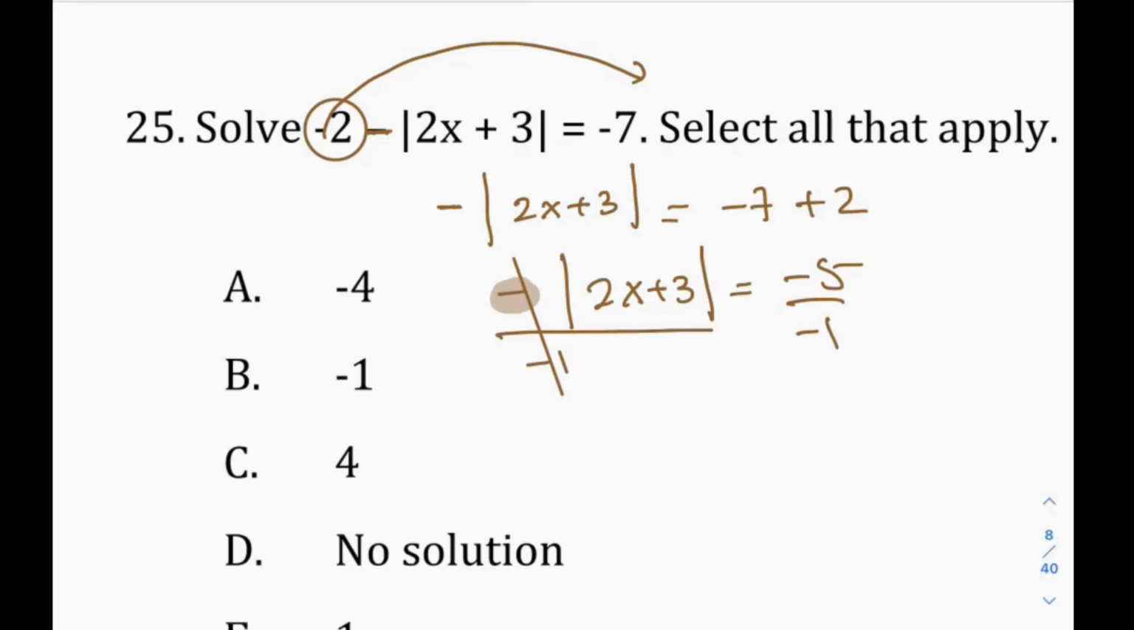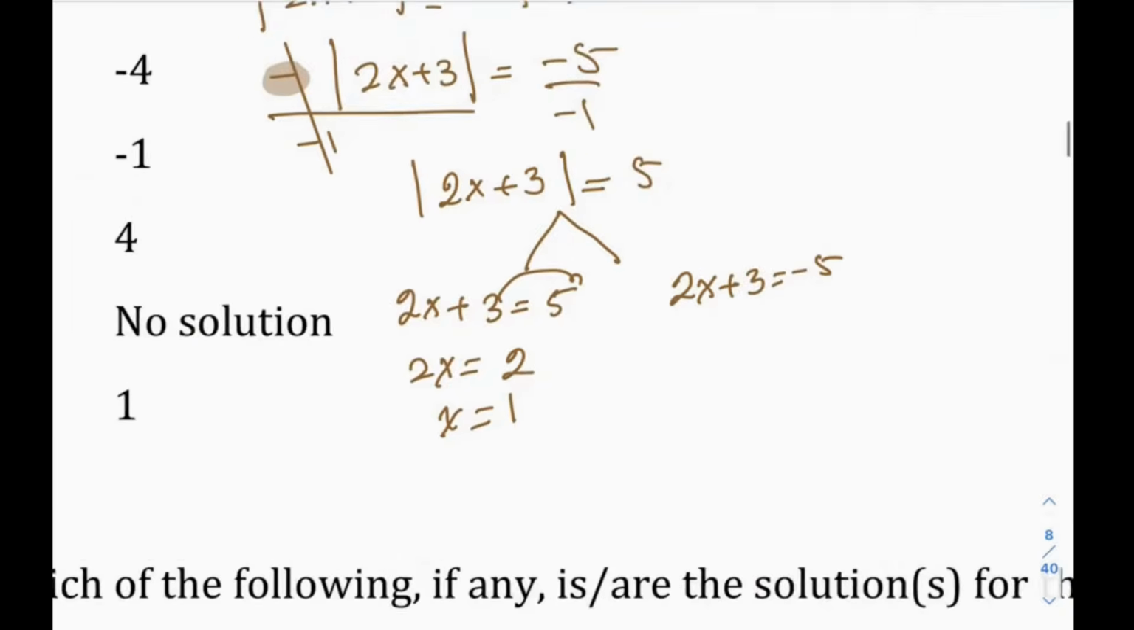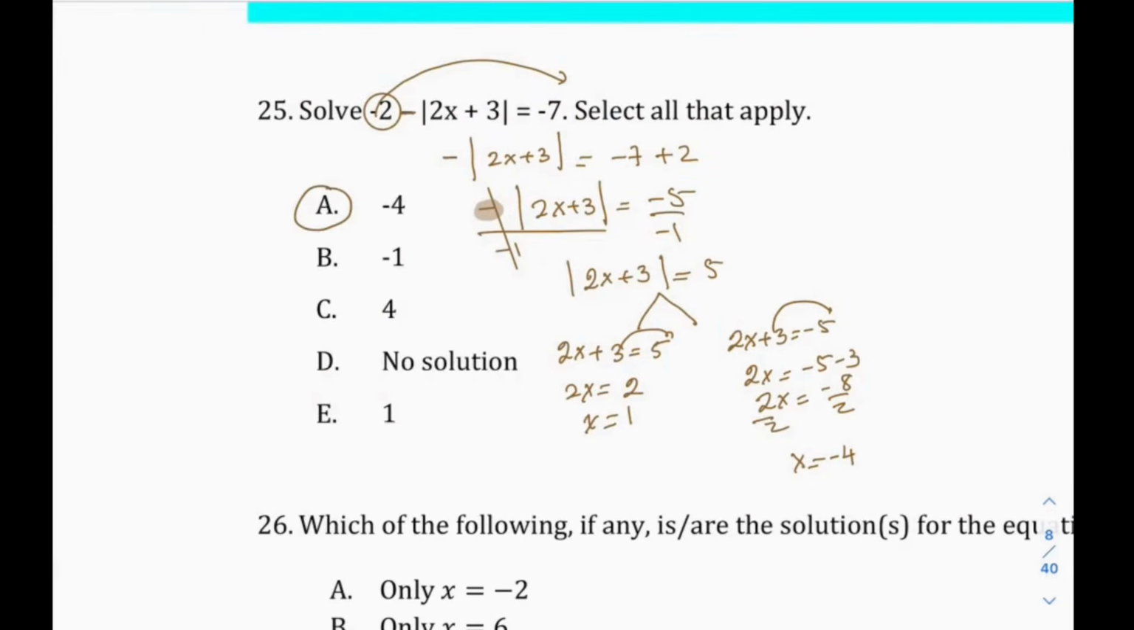Remember, we didn't decide before that it's no solution. And now it turns out to be positive, and directly two cases. Copy paste the first without the bracket. The second one, you just reverse the signs. So 2x is 2, so x is 1. The other one here, 2x is minus 5 minus 3, so 2x is minus 8. And that means x is minus 4. So here the solution is minus 4 and 1.